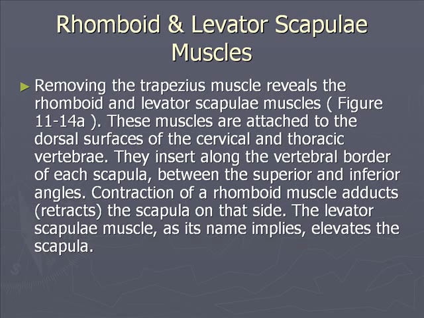Rhomboid and levator scapulae muscles, which I showed you back on an earlier illustration. These muscles, removing the trapezius muscle, have to take that away to be able to identify these muscles because they lie deep. The rhomboids and the levator scapulae muscles are attached to the dorsal surface of the cervical and thoracic vertebrae, insert along the vertebral border of each scapula between the superior and inferior angles. Contraction of the rhomboid muscles adducts the scapula on the side. The levator scapulae muscle, as the name implies, elevates the scapula.